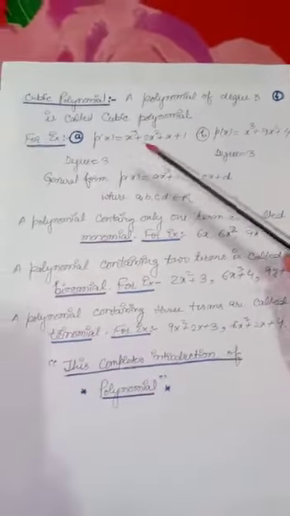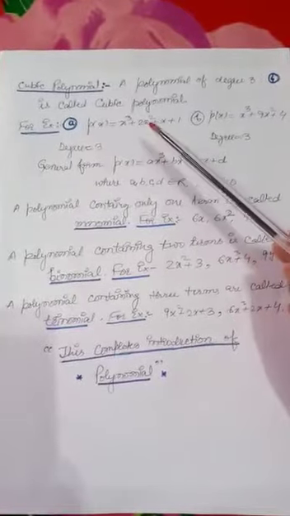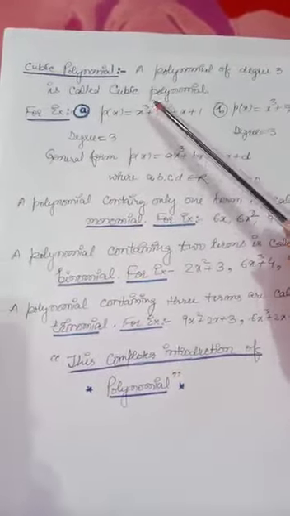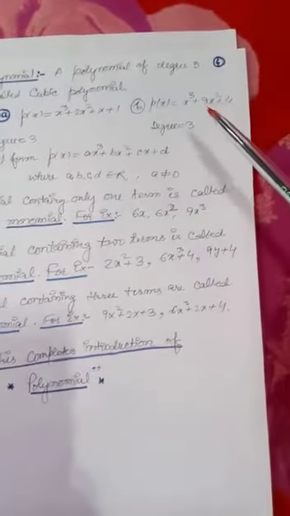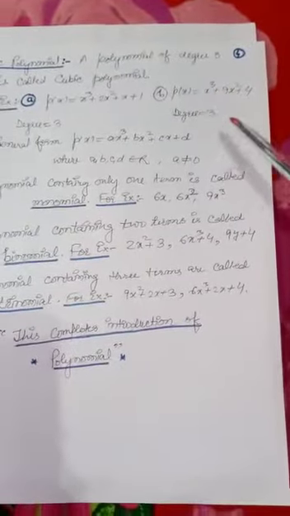Now we define cubic polynomial. A polynomial of degree 3 is called a cubic polynomial. For example, x cube plus 2x square plus x plus 1, here the highest power of x is 3, so the degree is 3. Another example, x cube plus 9x square plus 4, here the highest power of x is 3, so the degree is 3.